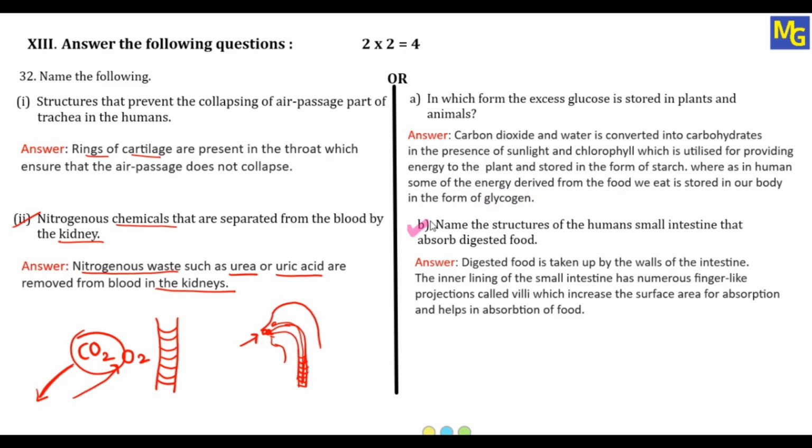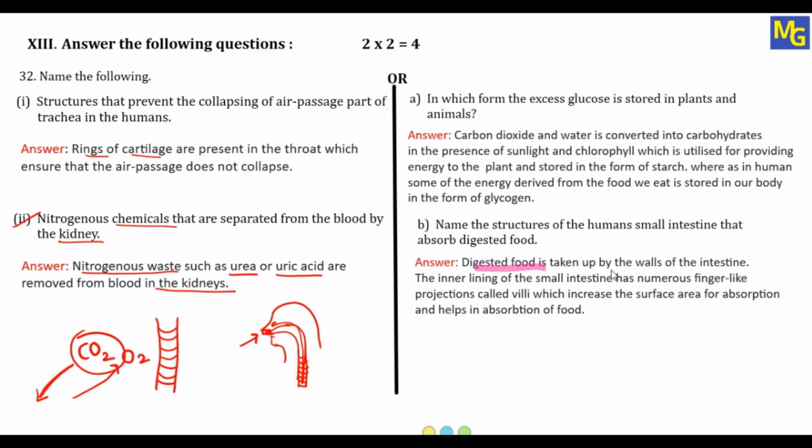So what we have answered is question A, and now question B: name the structures of the human small intestine that absorb digested food. See the answer. Once the food enters the mouth, some of the starch will be digested, then the food enters the stomach, and from the stomach it enters the small intestine. In the small intestine, the food that comes is digested food, and that digested food gets absorbed. We have to name which part helps in absorption.